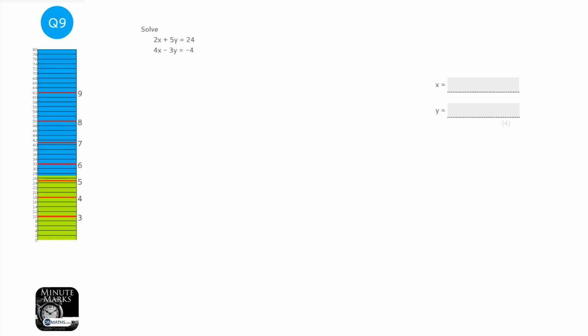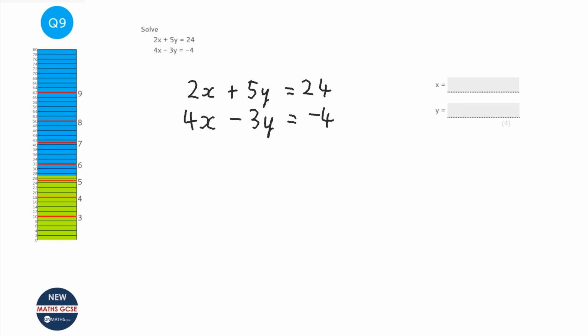Okay, so we have a set of simultaneous equations, and I'm just going to start off by writing them out to give myself a bit more room, because it's a little bit too small otherwise. So I'm just copying out the question. There's a list of things we need to do for these, and there are different methods. I'm just going to go through the main one.